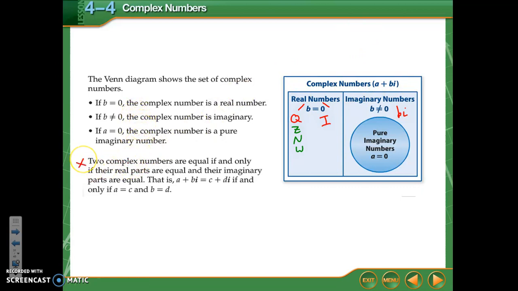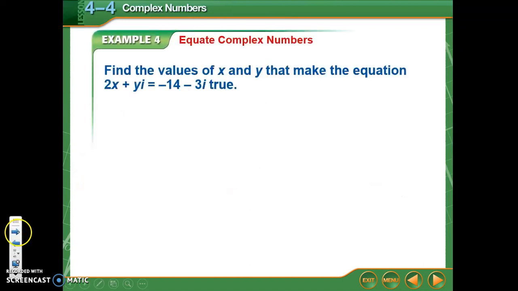Two complex numbers, this is important for our next example, are equal if their real parts are equal and their imaginary parts are equal. So if I have a plus bi equals c plus di, a has to be equal to c, and b times i has to be equal to d times i. So let's look at this example. I want to find the values of x and y that would make this equation true.